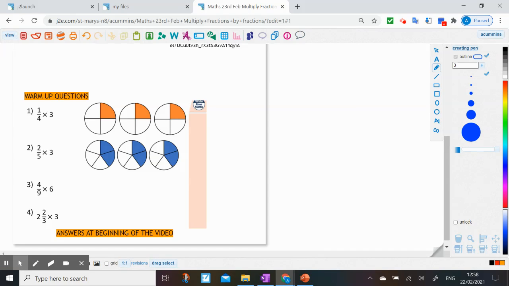through them. So a quarter times 3: we do 1 times 3, and of course that is 3, and our quarters stay the same. We've got 3 quarters, as you can see here: 1, 2, 3 quarters. Right, 2/5 times 3: 3 times 2 is 6, and we keep the fifths the same. 6/5 is improper, so we need to convert that, and that's going to be 1, remainder 1, fifth.